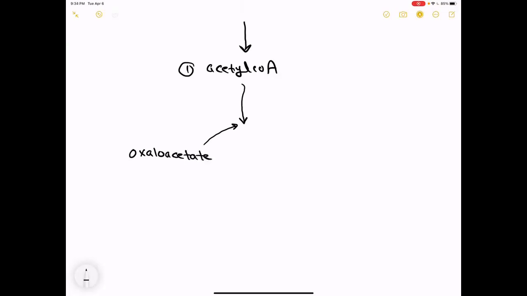Oxaloacetate. And the two will merge, will meet, and will end up forming citric acid. Let me just say a few things. I said oxaloacetate. I could say oxaloacetic acid. I said citric acid. I could say citrate.